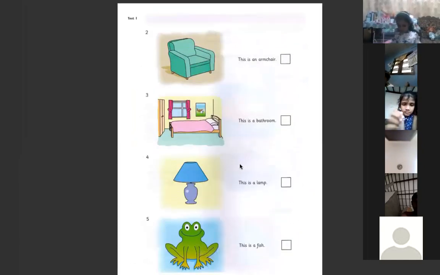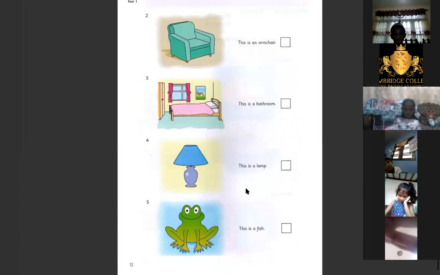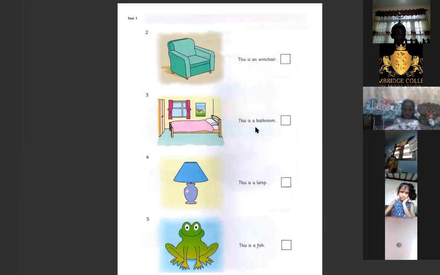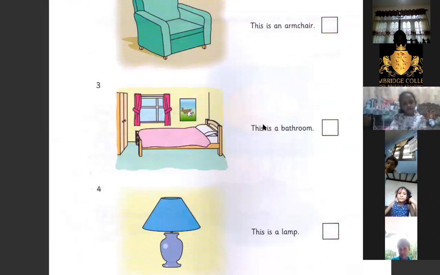Right. Book number 4, page number 11. Now we are doing page number 12. This is an armchair. Yes, it's an armchair. Then you have already put a tick inside this box. Okay, let's move to the next one.